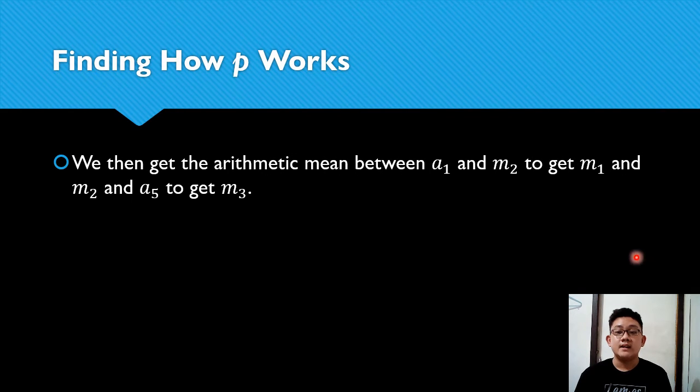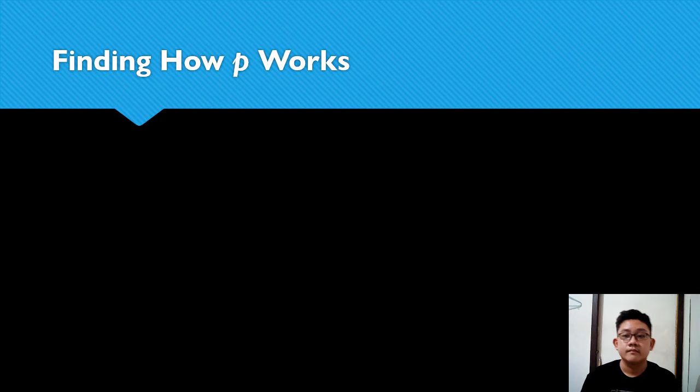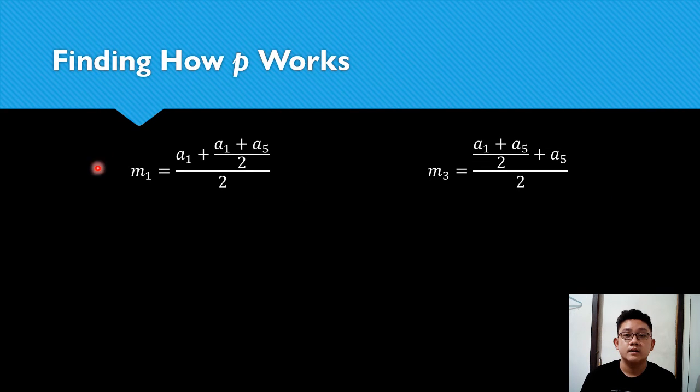We then get the arithmetic mean between a sub 1 and m sub 2 to get m sub 1, and m sub 2 and a sub 5 to get m sub 3. Recall that m sub 2 is equal to a sub 1 plus a sub 5 all over 2. So here, we had to rewrite m sub 2 as a sub 1 plus a sub 5 all over 2 so we can make things a bit quicker.